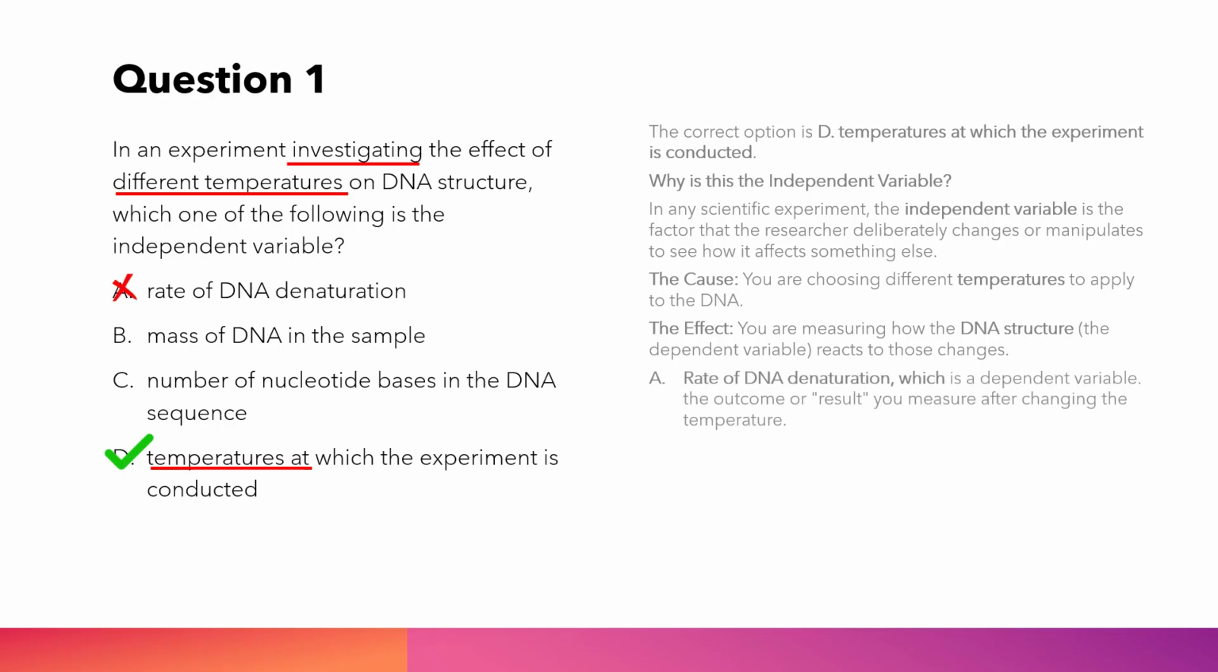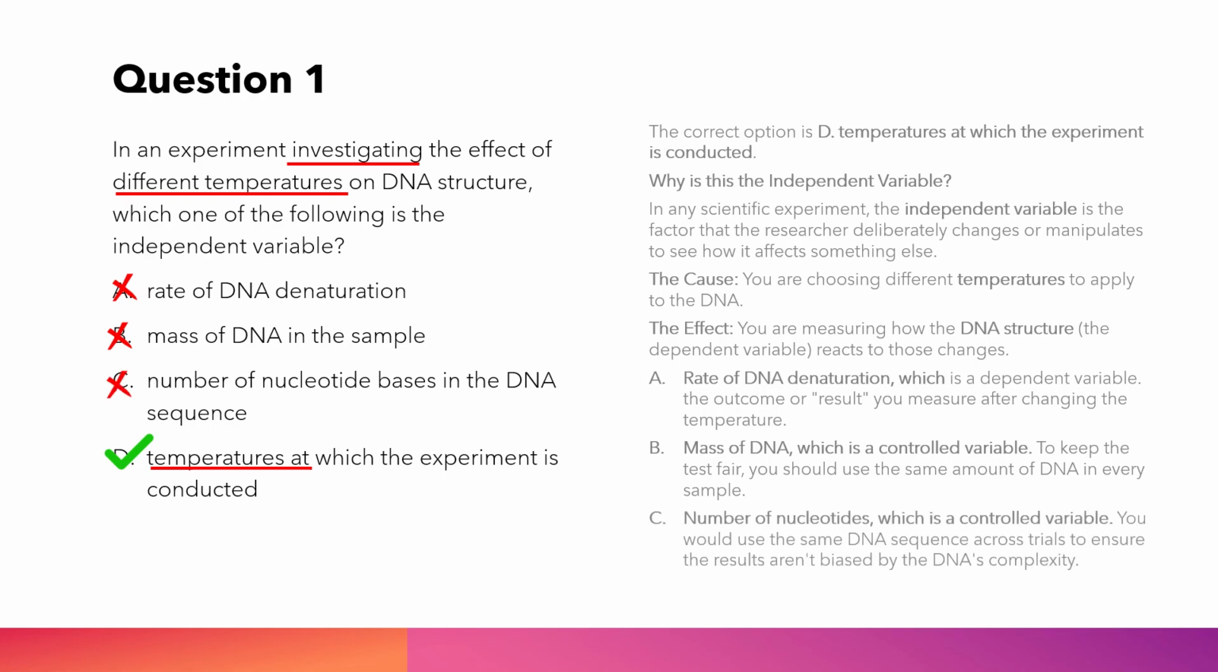Option A, rate of DNA denaturation, which is a dependent variable, the outcome or result you measure after changing the temperature. Option B, mass of DNA, which is a controlled variable. To keep the test fair, you should use the same amount of DNA in every sample. Option C, number of nucleotides, which is a controlled variable. You would use the same DNA sequence across trials to ensure the results aren't biased by the DNA's complexity.